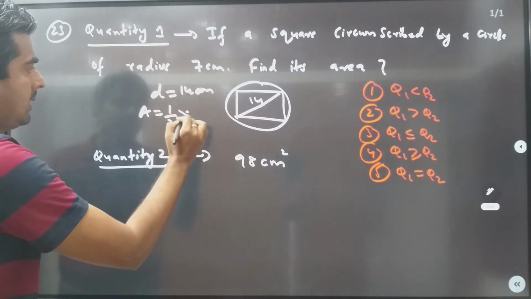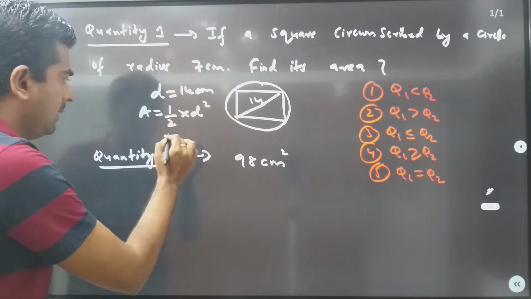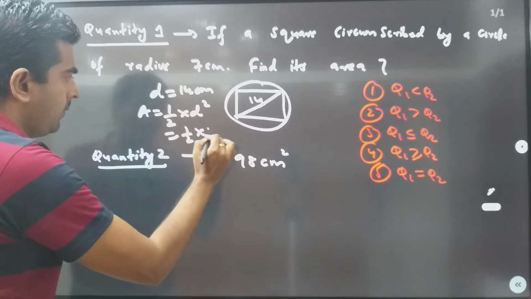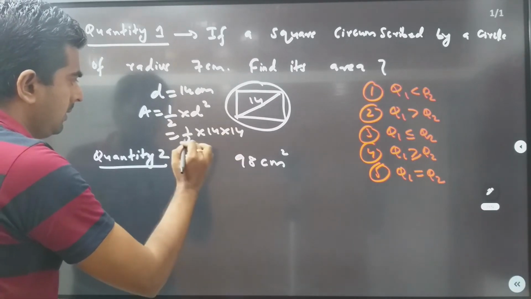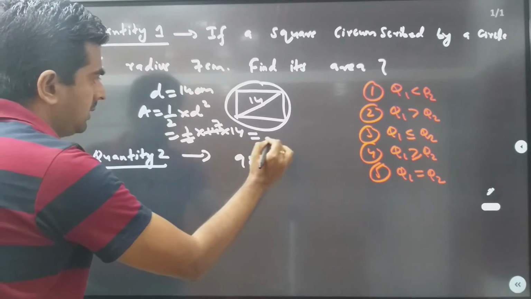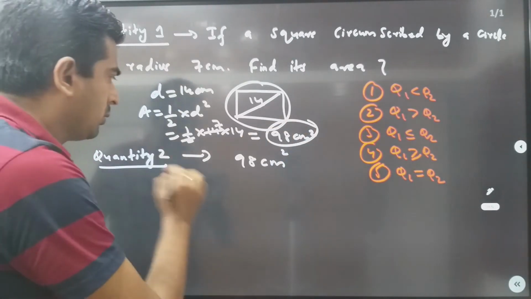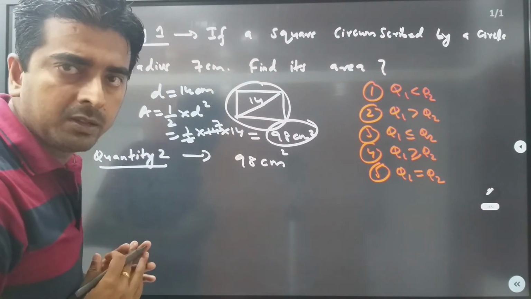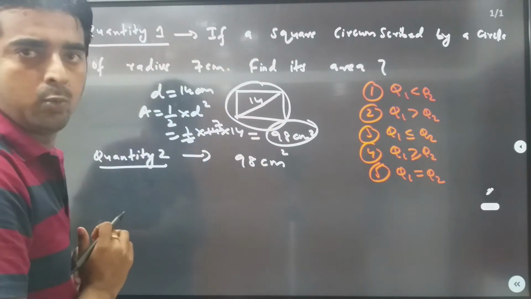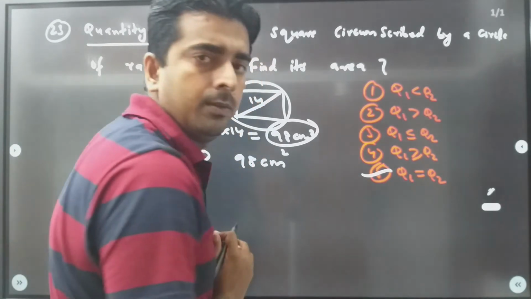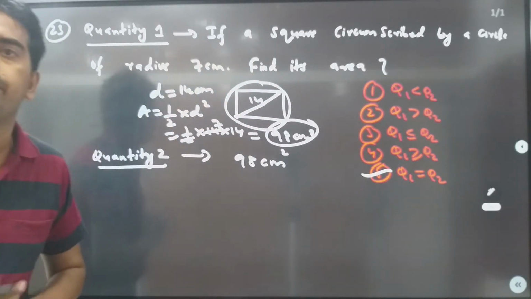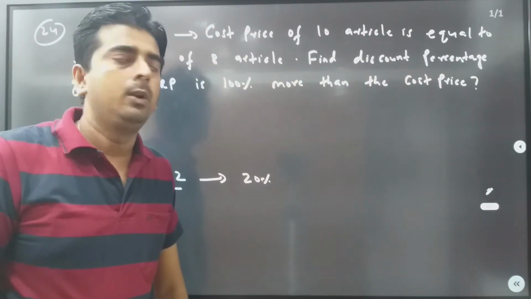So what is the area? Half into d square whenever diagonal is given. So half into 14 into 14. What is 14 sevens? 98 centimeter square. And what about quantity 2? They have given 98 centimeter square. So quantity 1 is equal to quantity 2. So what is my answer? Fifth option. Directly.